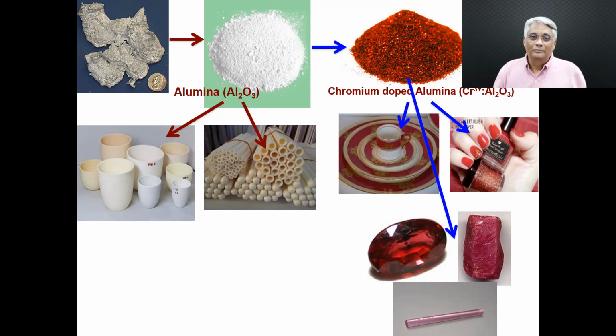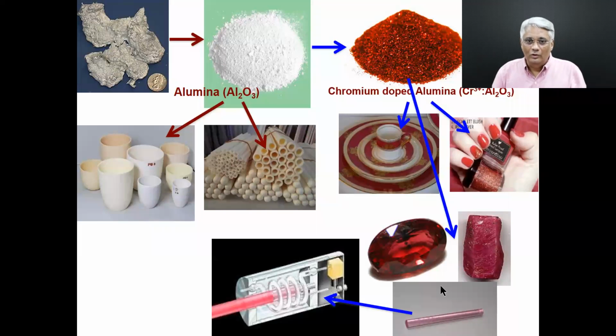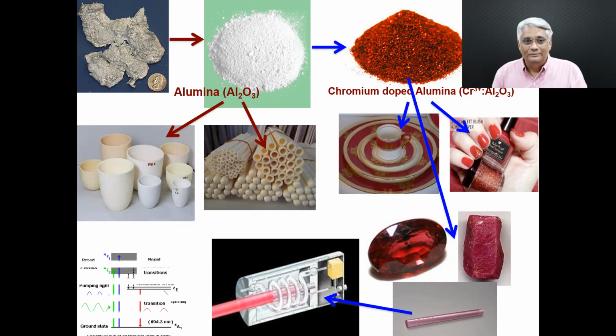It can be easily grown into crystal form at the lab level. Now, does it end there? No. You take the ruby crystal in the form of a rod, and you have a flash lamp arrangement around it. More than 50 years back, when this ruby crystal was used, stimulated emission was seen, leading to lasing action. So the first solid state laser ever discovered was the ruby laser, right?